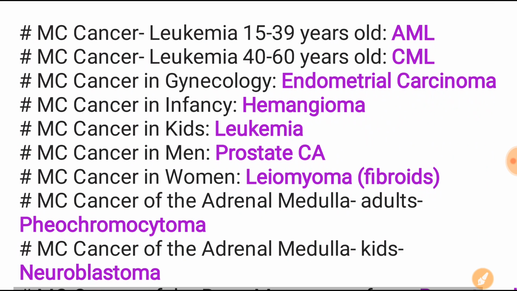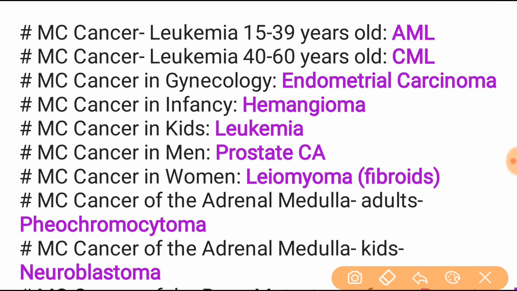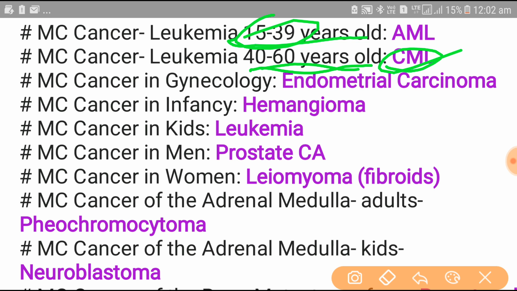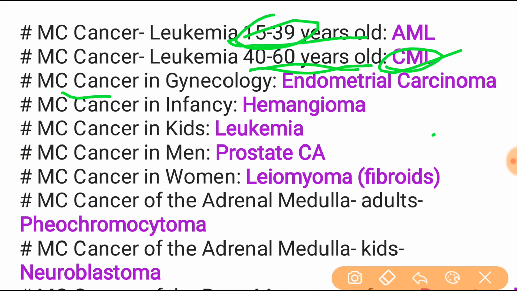Next one is the most common leukemia at 15 to 39 years old, it will be the AML, and between 40 to 60 years old, it will be CML. That means more than 40, it will be CML, and in between, AML. The most common cancer in gynecology is the endometrial carcinoma. These are all important.